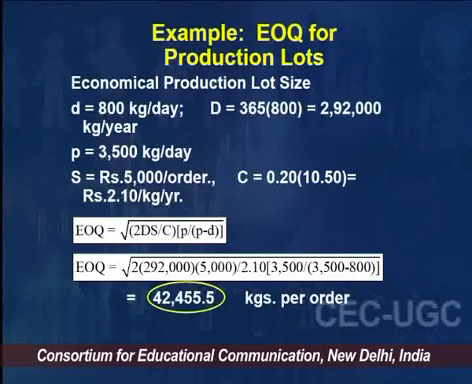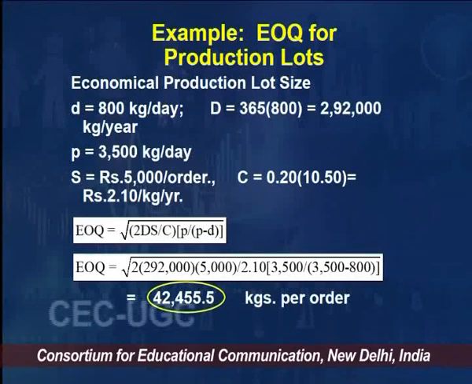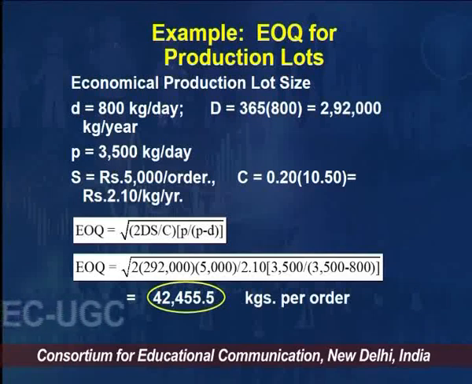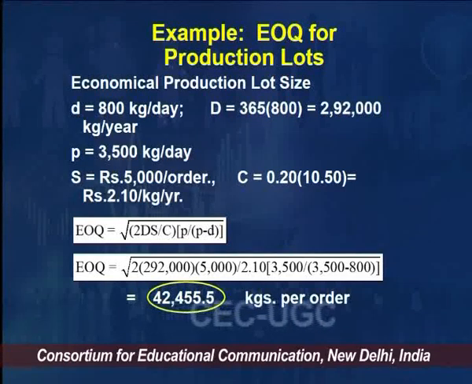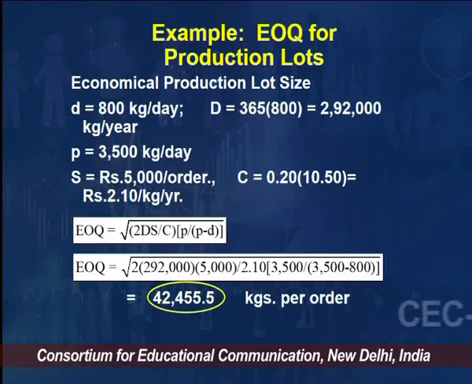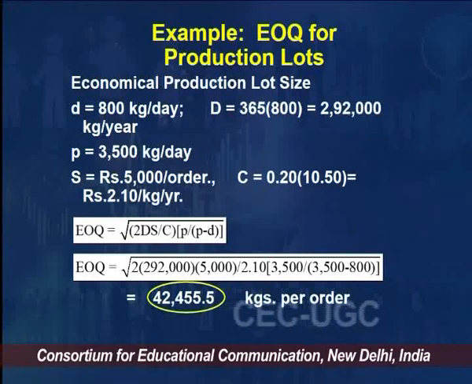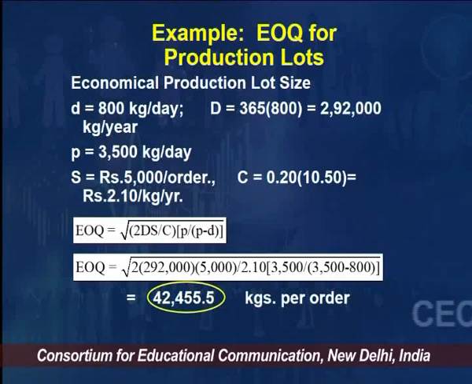So just put those figures in the formula. All these figures are given. Small d is the demand every day, which is 800 kg. Annual demand is 365 into 800, because a year has 365 days. Small p is the production per day. Capital S is the ordering cost, which is given in the question. C, carrying cost, is given as 20% of the price, which you can calculate as 2.10 per kg per annum. Just put it in the formula. So the answer which you will get is 42,455.5 kgs per order. That means the economic production lot should be of so many kgs.